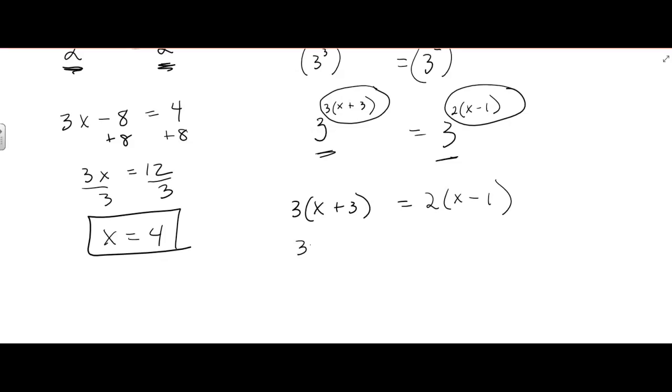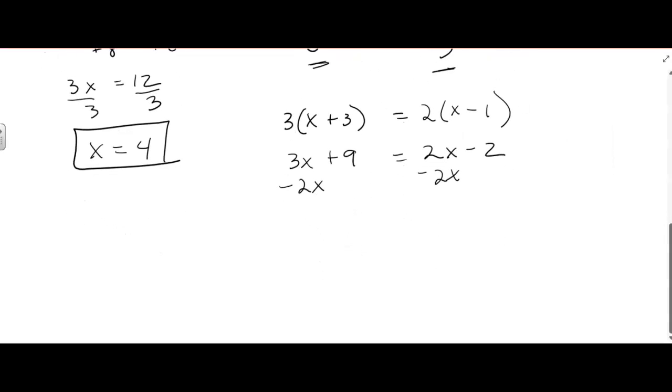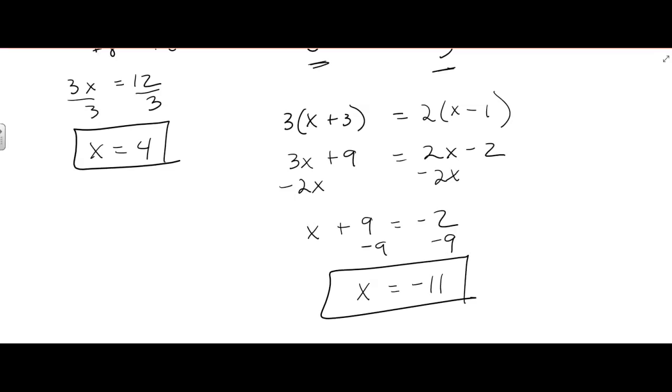I can distribute. I can subtract 2x from both sides. This is a linear equation. Subtract 9 from both sides, and I get x equals negative 11. Yay, that's the answer. I find these equations kind of fun. You're trying to get those bases the same, and then you just pop out the exponents. All right, good luck with those. They're fun.